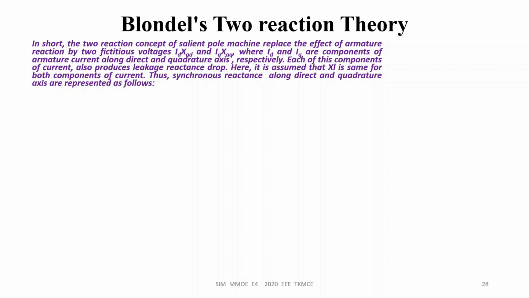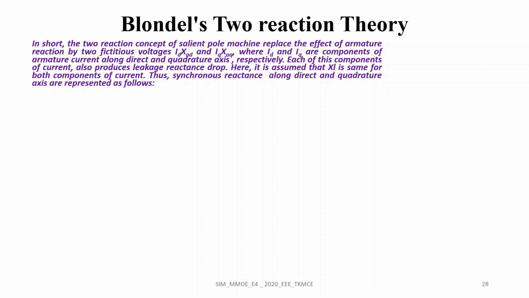So in short, the two reaction concept of the salient pole machine replaces the effect of armature reaction by two fictitious drops, ID XAD and IQ XAQ. XAD and XAQ are the armature reaction reactance along the direct axis and the quadrature axis respectively, where ID and IQ are components of armature current along the direct and quadrature axes. Each of these components of current, ID and IQ, produces a leakage reactance drop. Here it is assumed that leakage reactance is the same for both components of current.